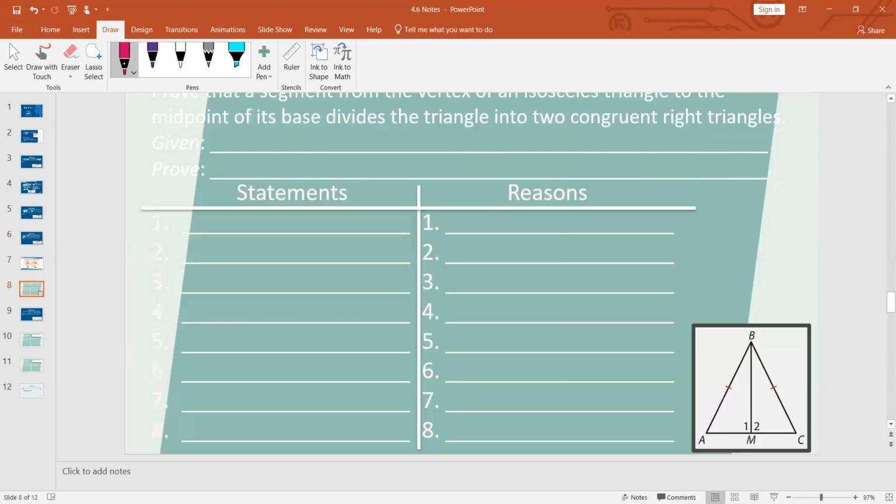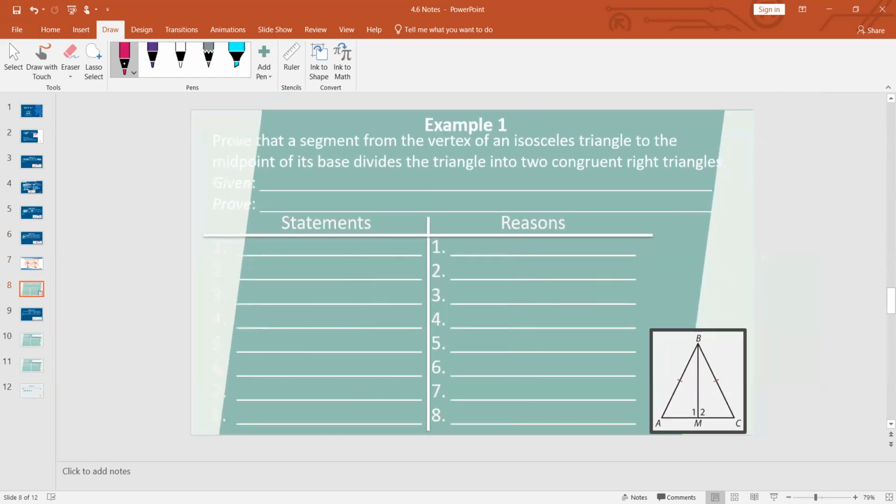Let's look at an example. Okay, example one. Sorry, it's a little bit hard to see on mine. I think your slides are probably easier because they're in grayscale. Example one: prove that a segment from the vertex of an isosceles triangle to the midpoint of its base divides the triangle into two congruent right triangles. So what's our given here?